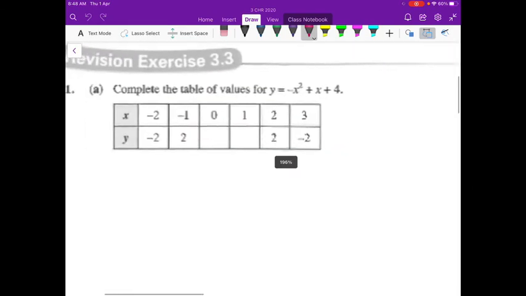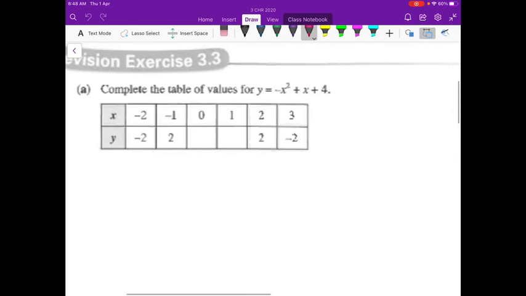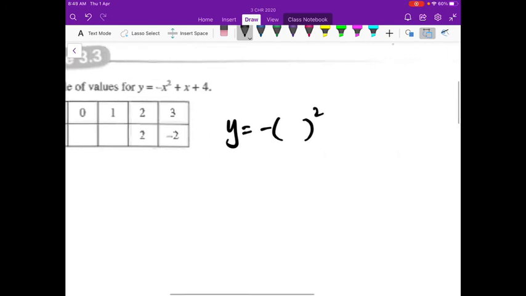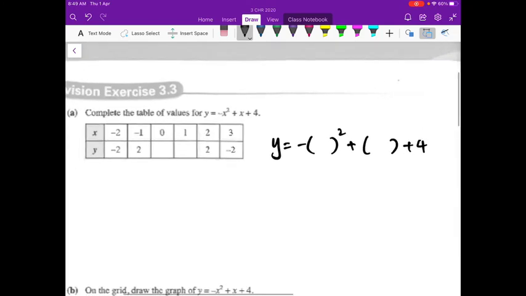Okay, complete the table of values. Now we are no longer doing straight lines, we are doing curves. Curve this time. I remember you all did quite well for your test for curves last year. Y equals to negative x squared. Every time you see the x, draw a bracket. X plus 4. Okay, now we're going to put in values over here. This way of doing things is like our substitution for our quadratic formula. Same style. So the x value is 0. 0, 0. Answer 4.